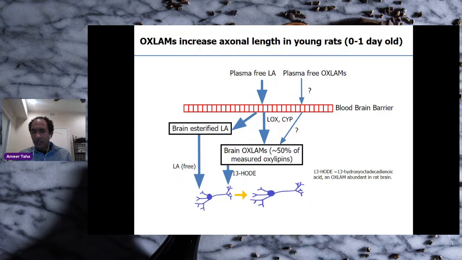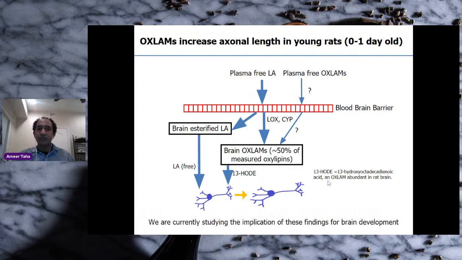We're actually looking into that. It's one thing to increase axonal outgrowth. That's generally a good thing. But the next question is, do they connect with other axons? Because connectivity is really critical. And that's one of the things we're trying to explore. So you can see this as partly good news for now until further evidence comes out. And we're currently studying the implication of these findings on brain development. We're actively doing studies at the moment.